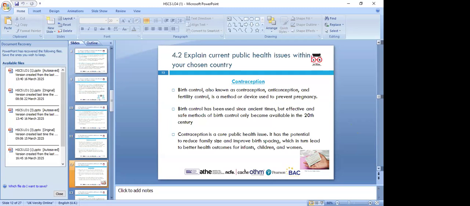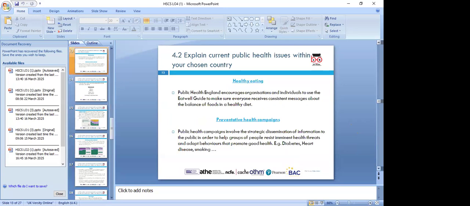Very key. It has the potential to reduce family size, and improve birth spacing, which in turn leads to better health outcomes for infants, children, and women. We can talk about family planning and all those things, can't we?